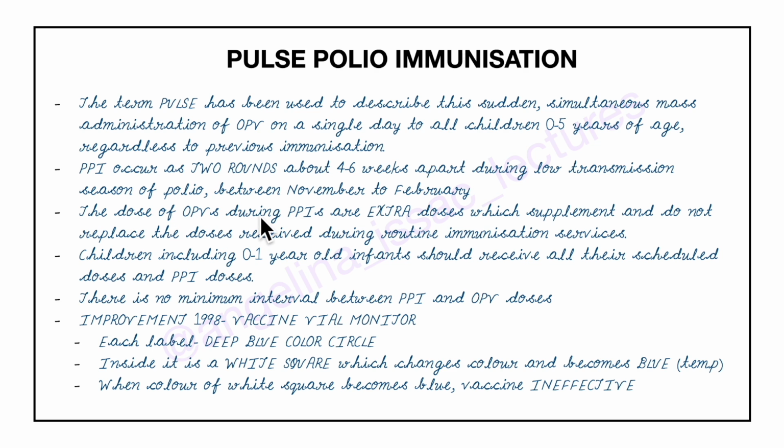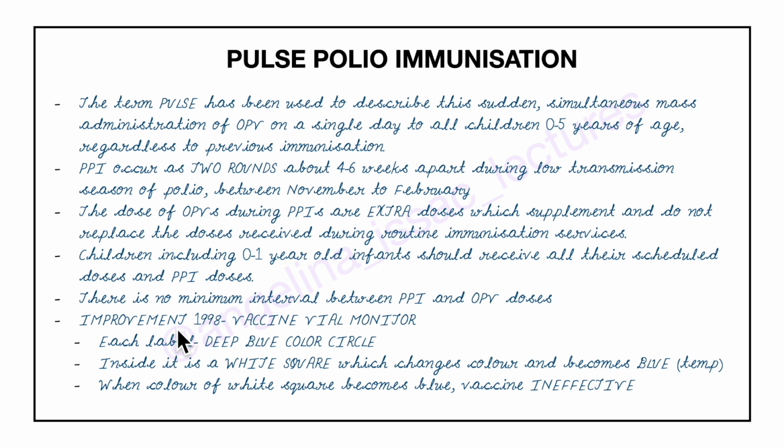The doses of OPV during pulse polio immunization are extra doses which supplement and do not replace the doses received during routine immunization services. The children, including 0 to 1 year old infants, should receive all their scheduled doses as well as PPI doses. There is no minimum interval between PPI and OPV doses.